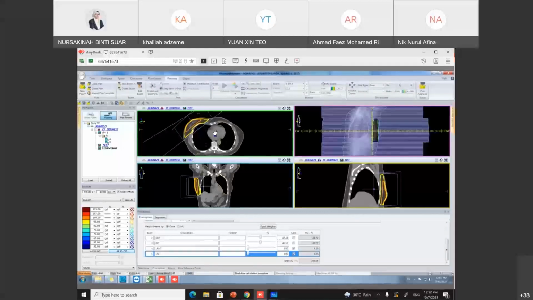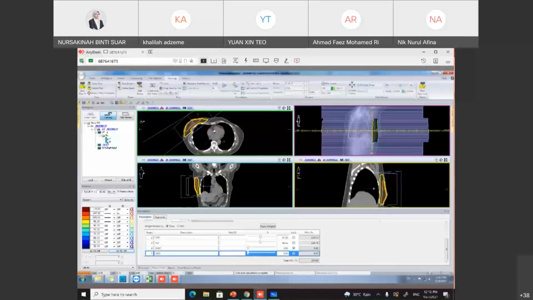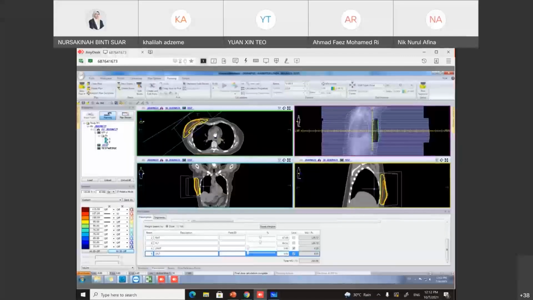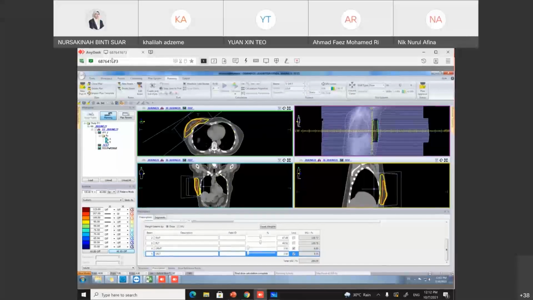So at the end, the 95% coverage is still there. Of course, you can make it hotter by putting the weight point, the prescription point, deeper. But for this scenario, I can put it in deeper.